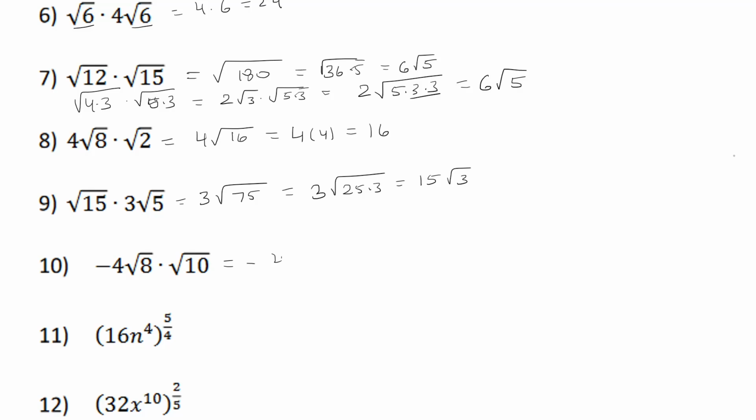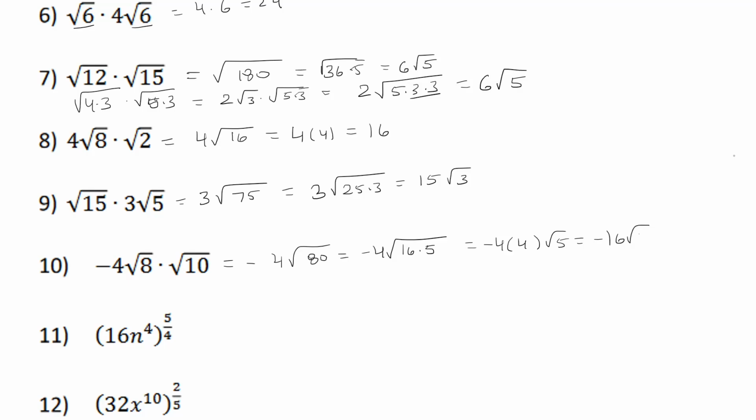Next one, we have negative 4, and then 8 times 10 is 80. So we can split this up into 16 times 5. The square root of 16 is 4, so that comes outside. And then multiplied by negative 4, we have negative 16 root 5.